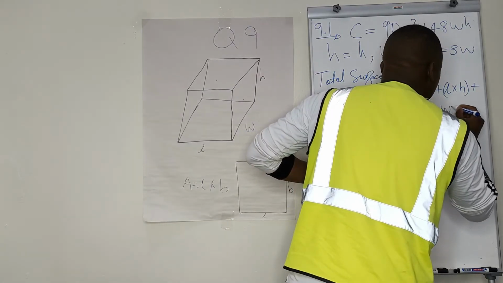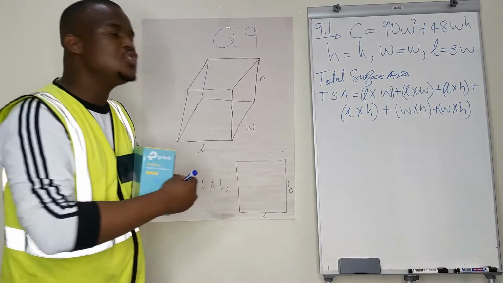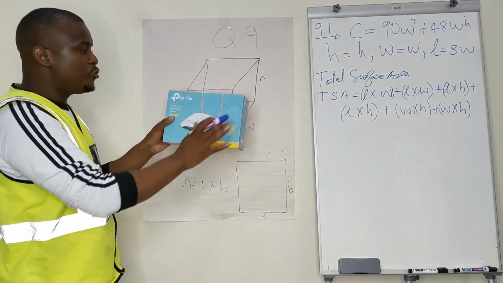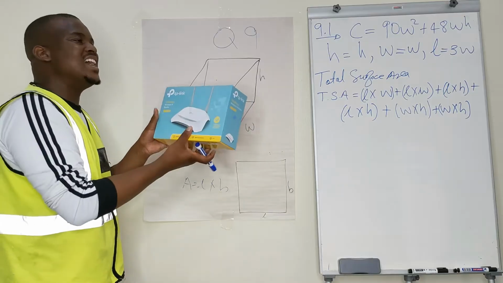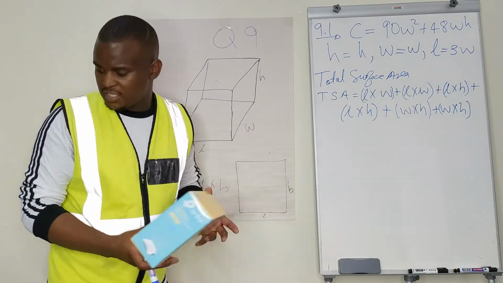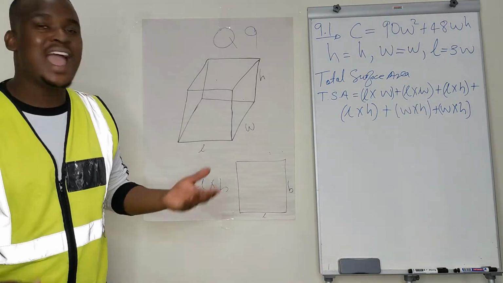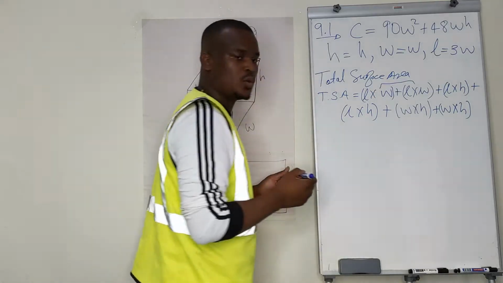Plus width times height. So this is your total surface area. So if you want the surface area of this box, what is the area of all surfaces? This is how you do it. Right? So what do you do next? You can add the like terms. So these two is the base and top, these ones.